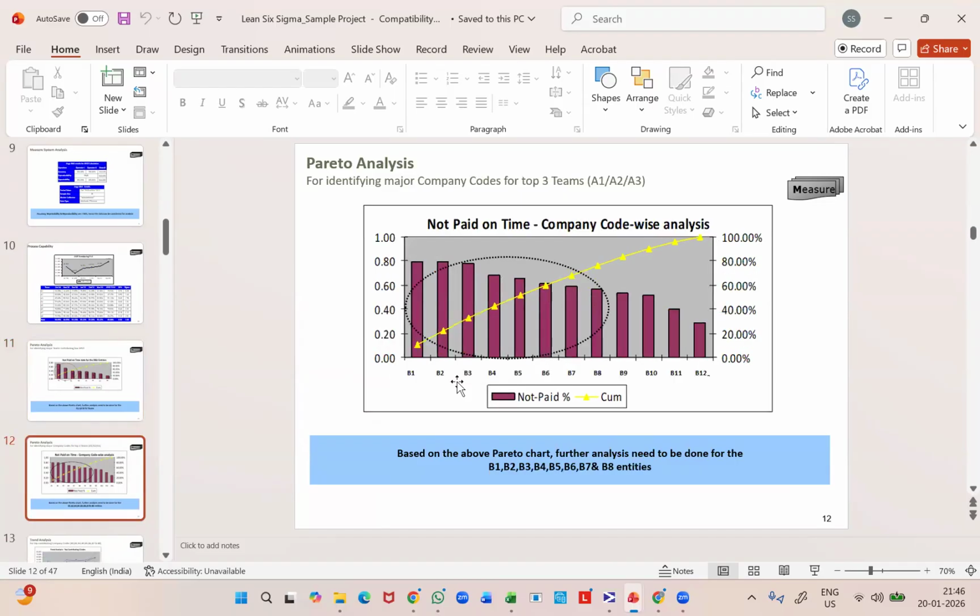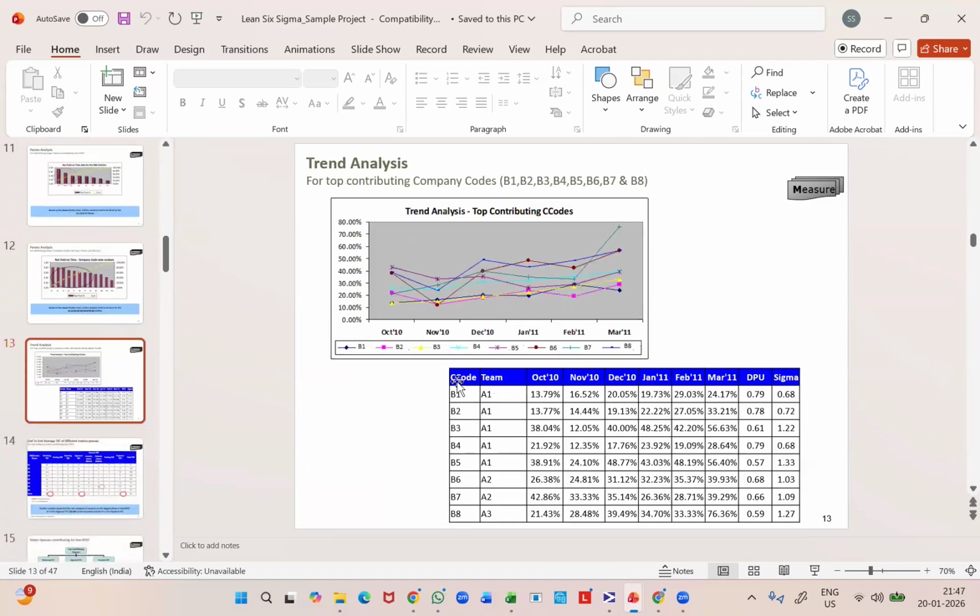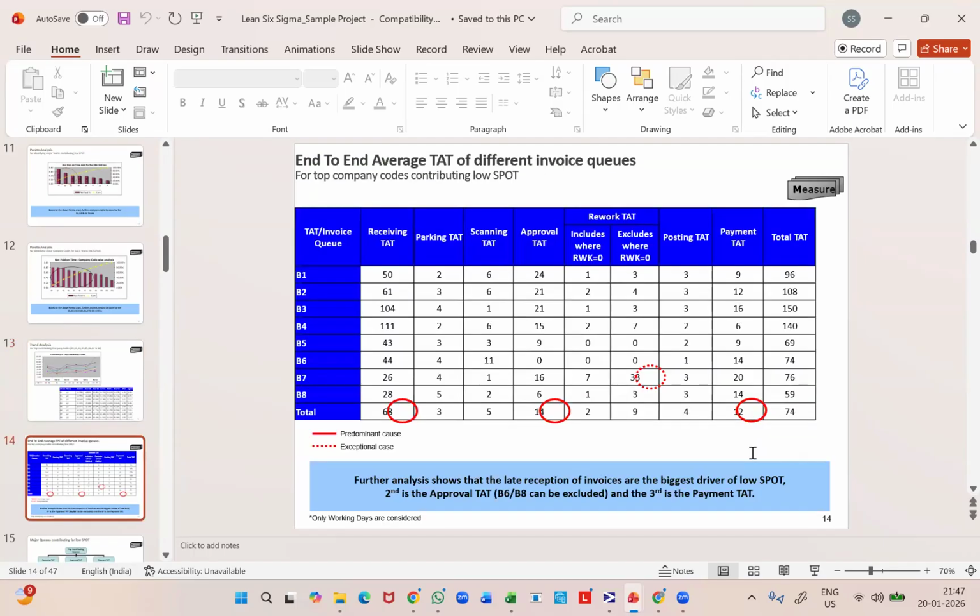And then the company codes contributing to the low SPOT. Then the trend analysis at company code level was performed, so we could identify which particular company code had the lowest sigma level. And those company codes can be identified as the problem areas within the process.